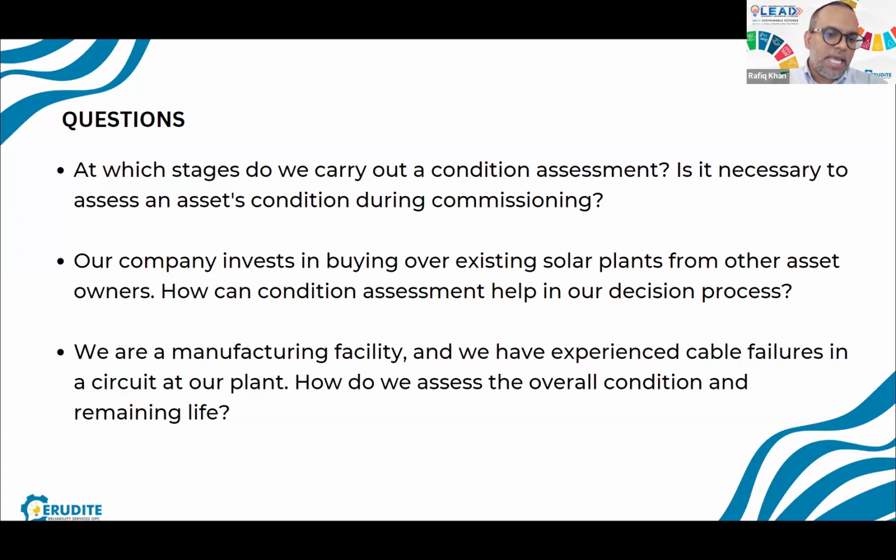So this plant cannot afford to have breakdowns. Once you do this kind of condition assessment paired with a failure investigation, you are more certain that you are making the right decision by replacing the entire circuit.